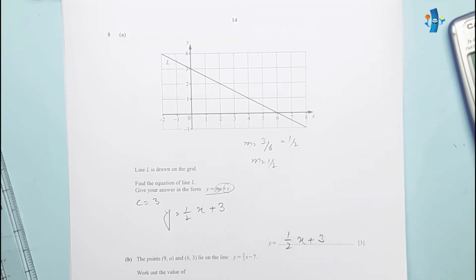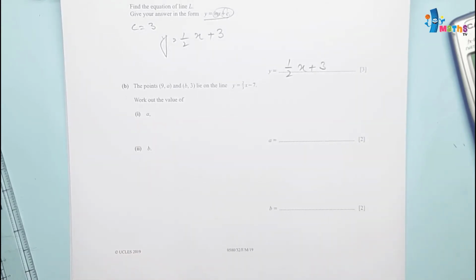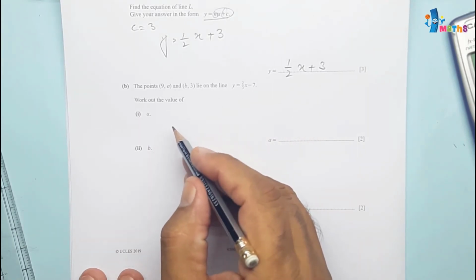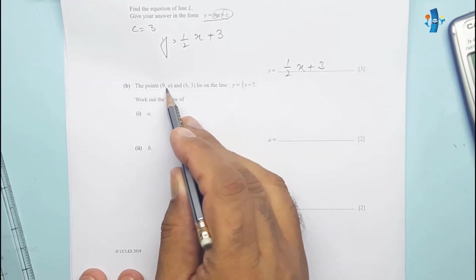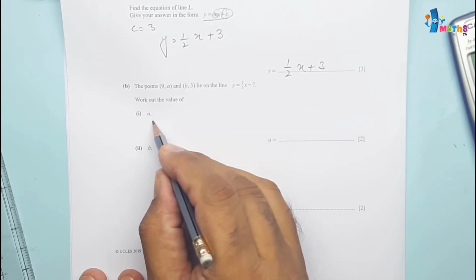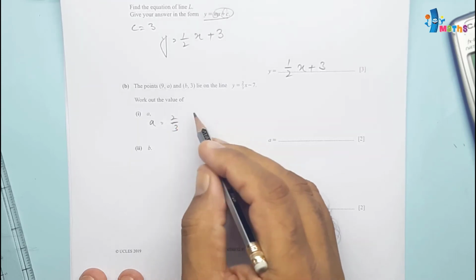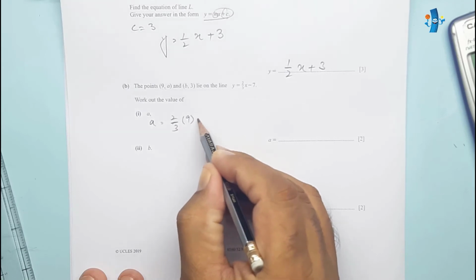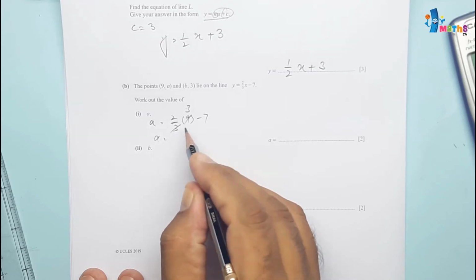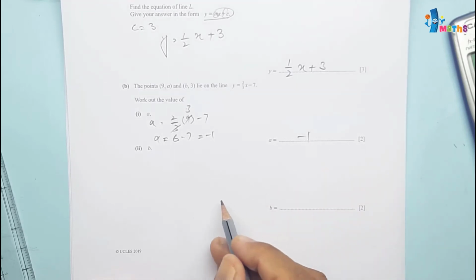Next, part B. The points (9, a) and (b, 3) lie on the line. Work out the value of a. So the value of a we have to find. A is at the point where x is equal to 9, so we will replace x with 9 in this equation. So a is equal to 2/3 times (9 minus 7). 3 threes are 9, so a will be equal to 6 minus 7, which is equal to minus 1. So our answer will be minus 1.